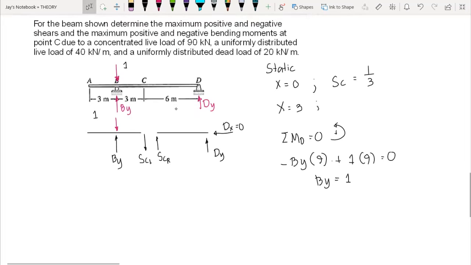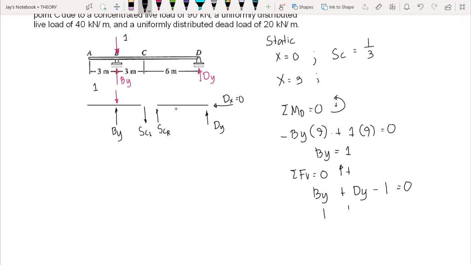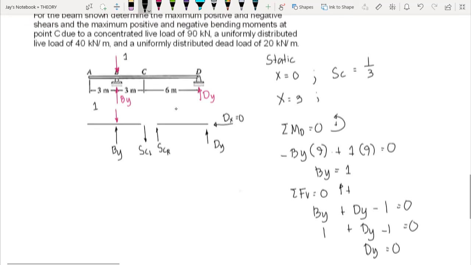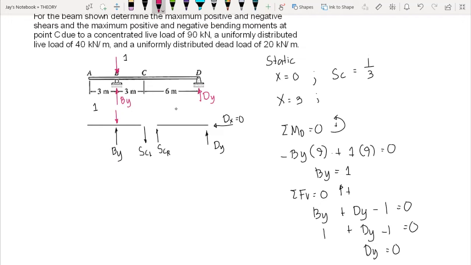Now, sum of forces vertical is equal to 0, upward forces are positive. So we have by plus dy minus 1 is equal to 0. So we have 1 plus dy minus 1 is equal to 0, and this gives us dy is equal to 0. So when we place our load at exactly point B, or at x equal to 3, the value of by is equal to 1 and the value of dy is equal to 0.